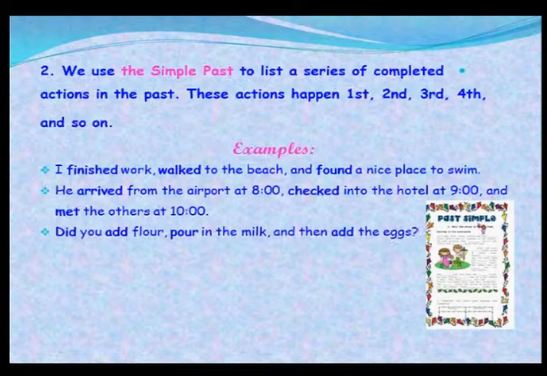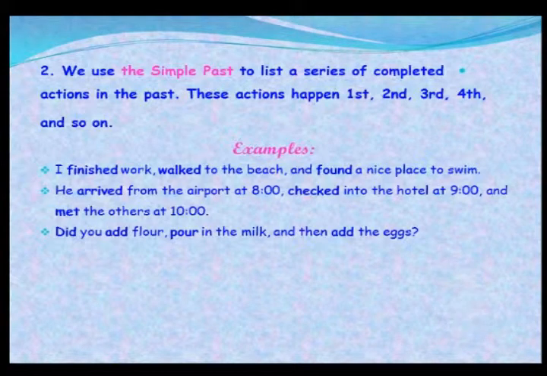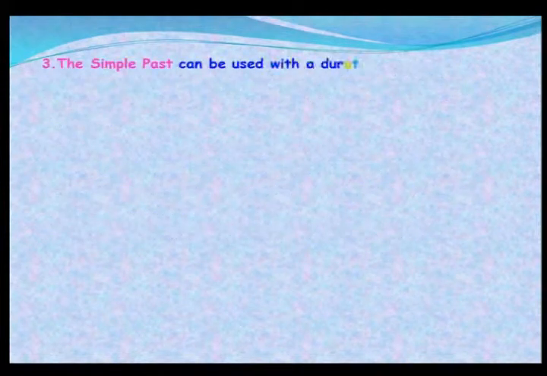One more example. Did you add flour, pour in the milk, and then add the egg? So all this shows the past, a series: one happened and finished, and another started and finished, another happened and finished. So it continues in chronological order.